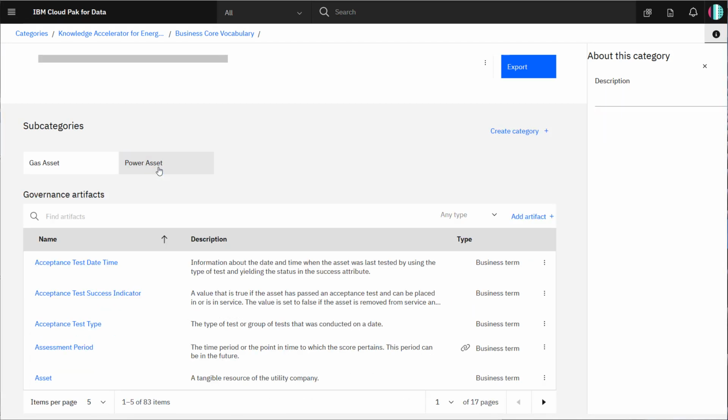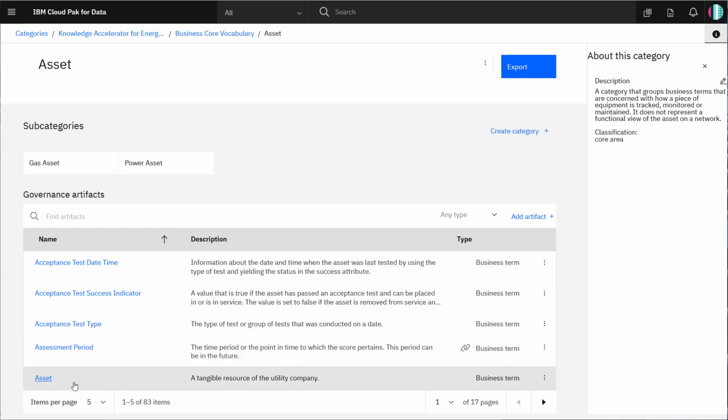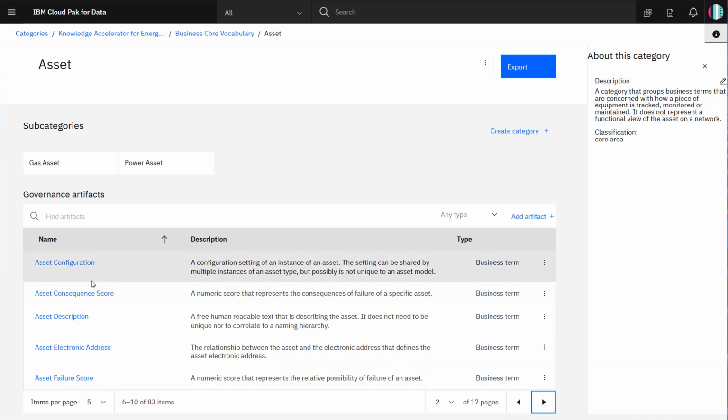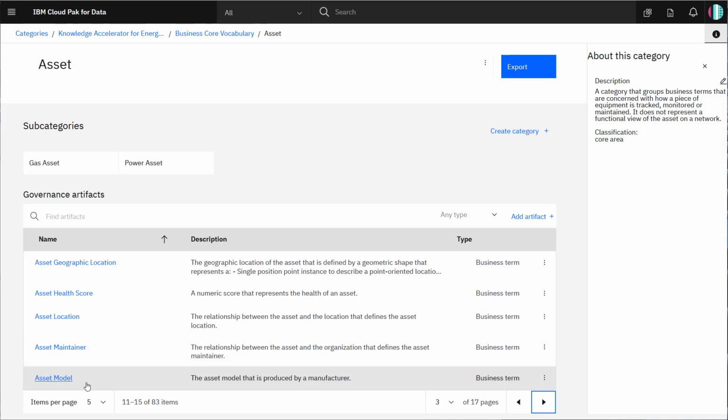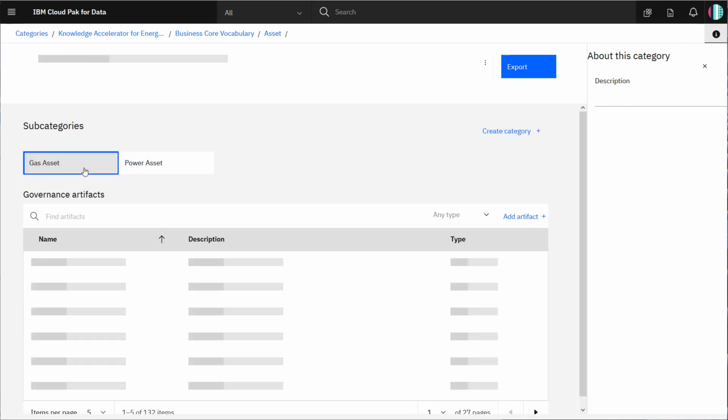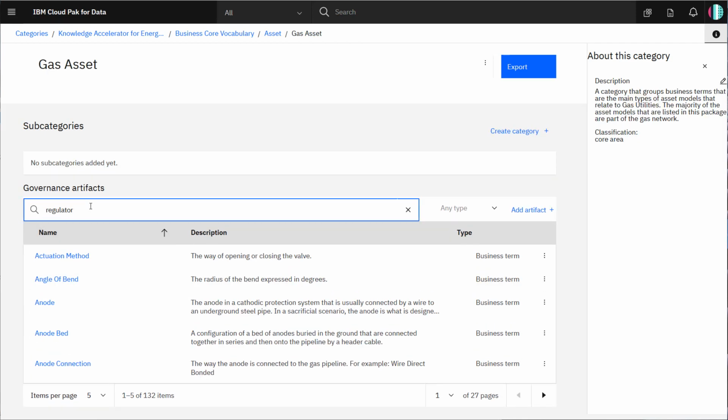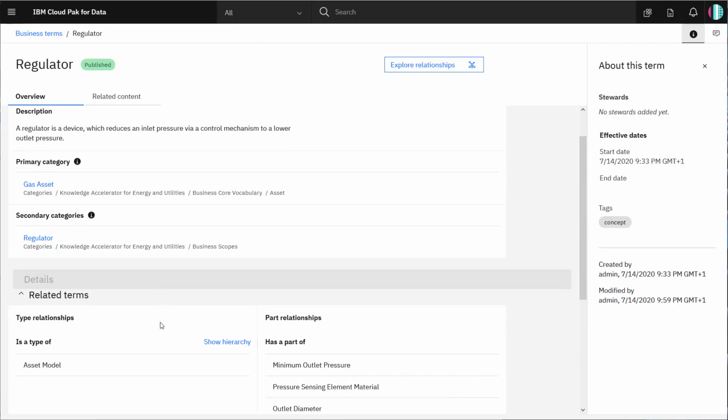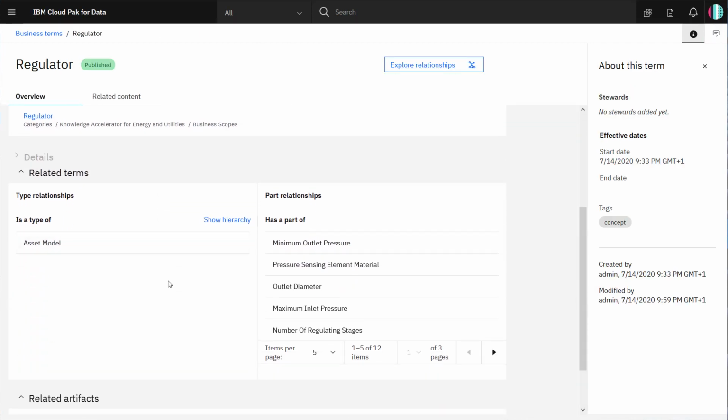In this category, there are asset terms that are generic to all utility types. The 3 main concept terms here are asset, typically assets on the network; asset configuration, for configurations that apply to more than one asset, usually of the same type; asset model, to describe the type of the asset. Asset category has 2 further subcategories for gas and power specific asset terms. In gas, we have regulator term, which is a type of asset model and has 12 property terms to describe the regulator.